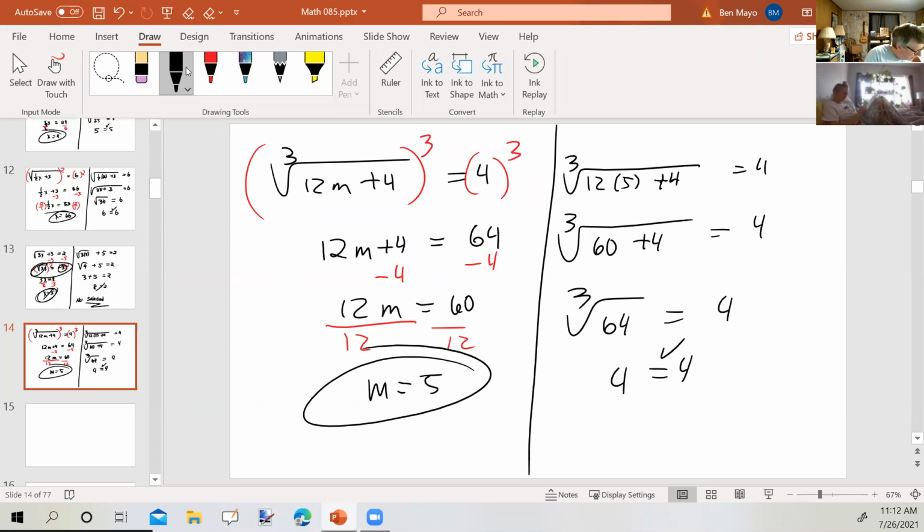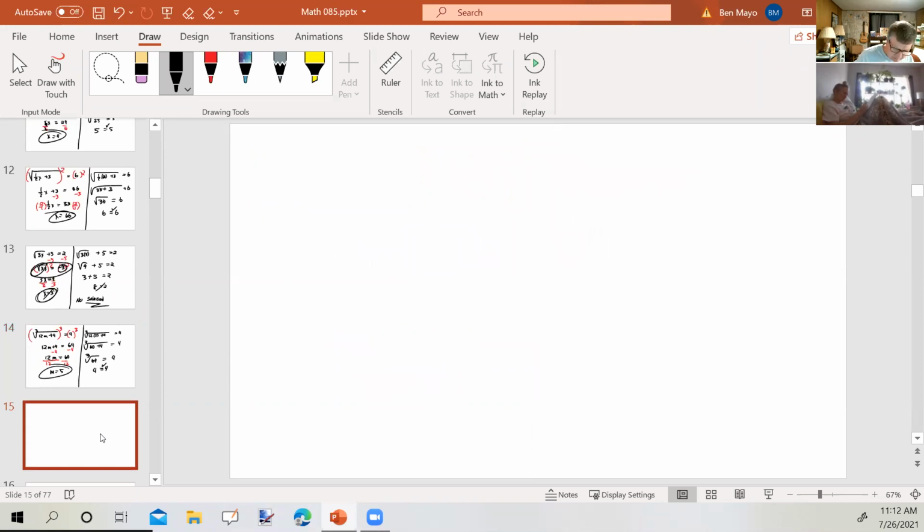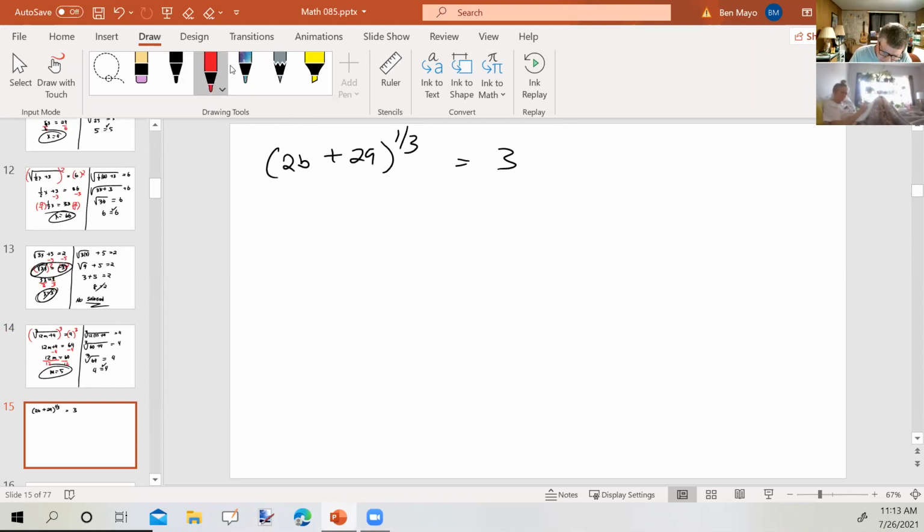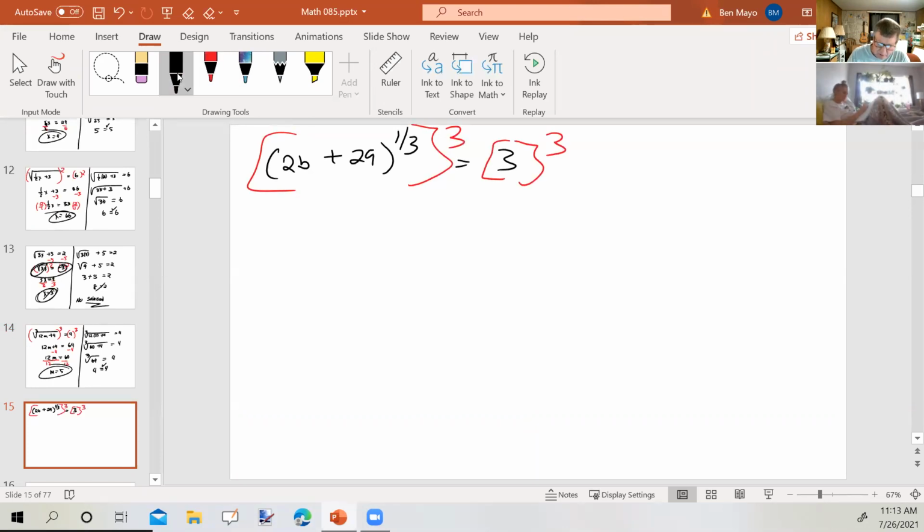Okay, let's take a look at this problem. Let's see here. We have a quantity 2b plus 29 raised to the 1/3 power equals 3. So now instead of it being the cube root, it's raised to the 1/3 power, which is basically the same thing. So again, what are we going to do to both sides? We're going to cube both sides of the equation.